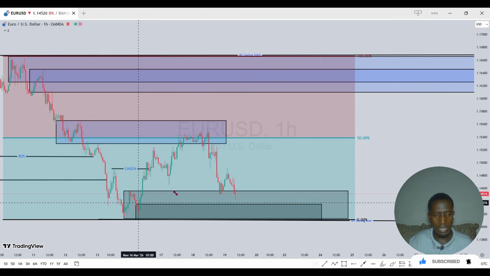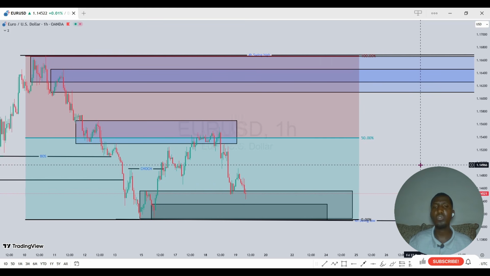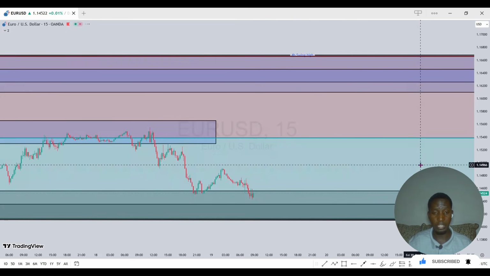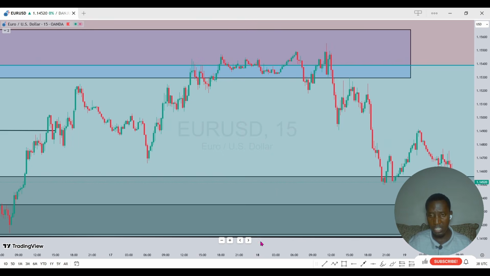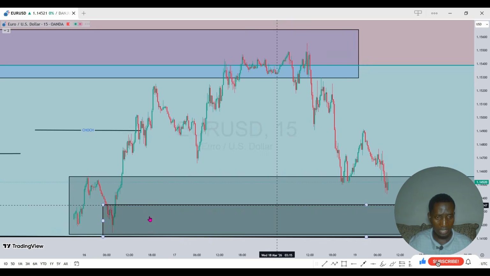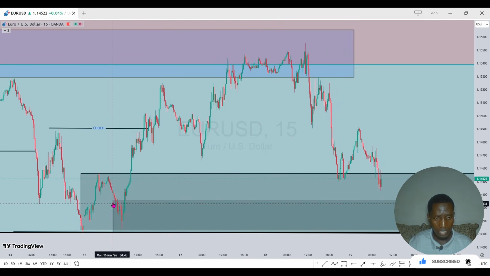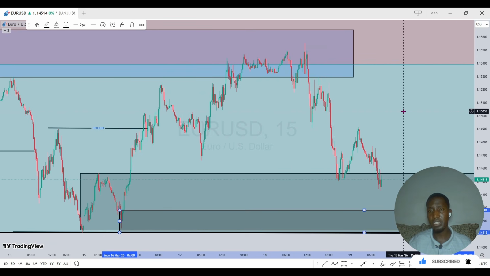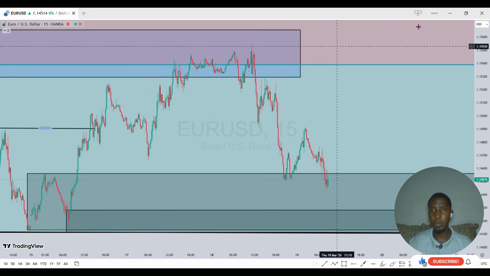So this will be our 1 hour supply zone. What you need to do is move to a lower time frame for execution, which is 15 minutes. So let's move together to the 15 minutes time frame, my dear friends. As you can see, these are 15 minutes. Again, you can also mark a 15 minutes demand zone down there. So this is the area where I'm expecting. Let me remove this Fibonacci.